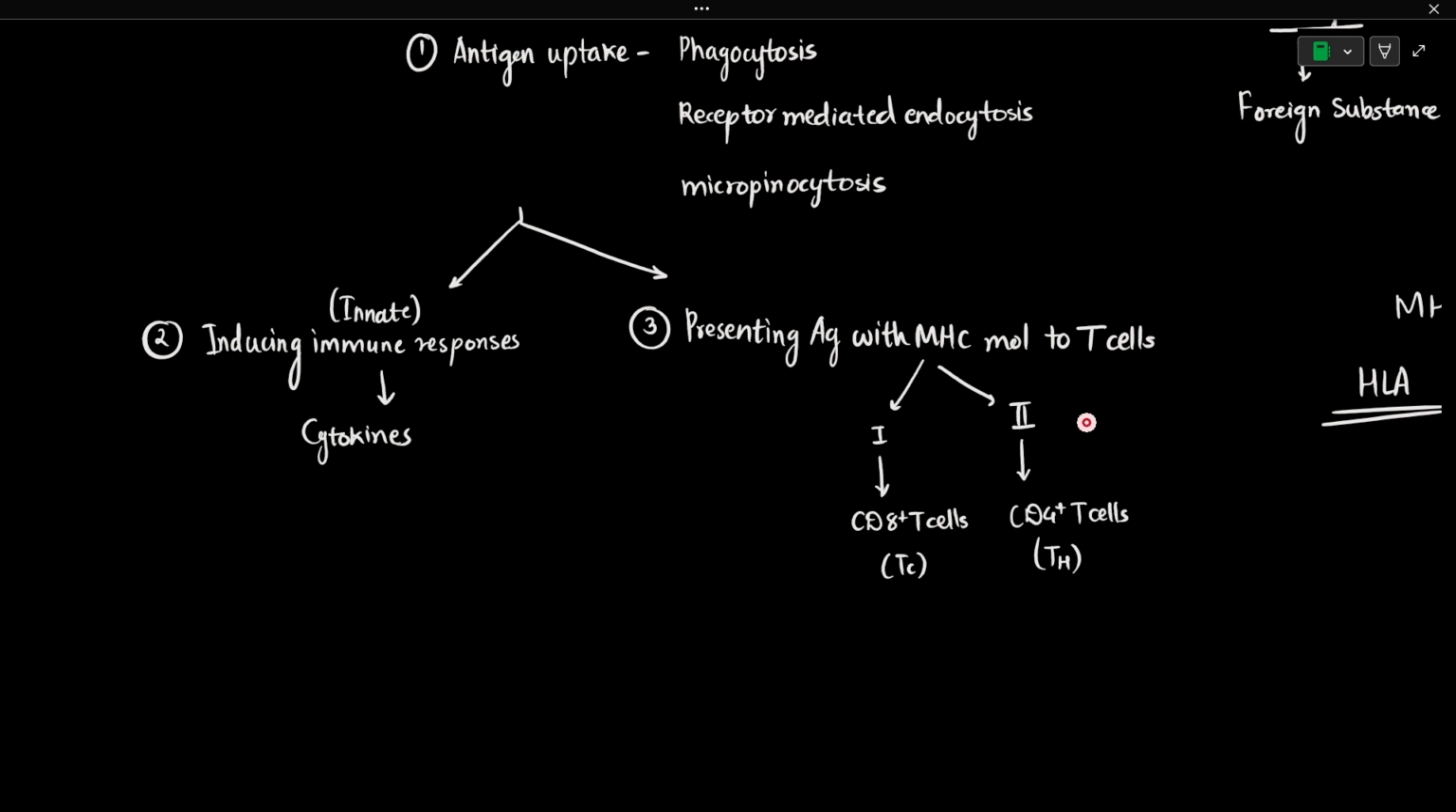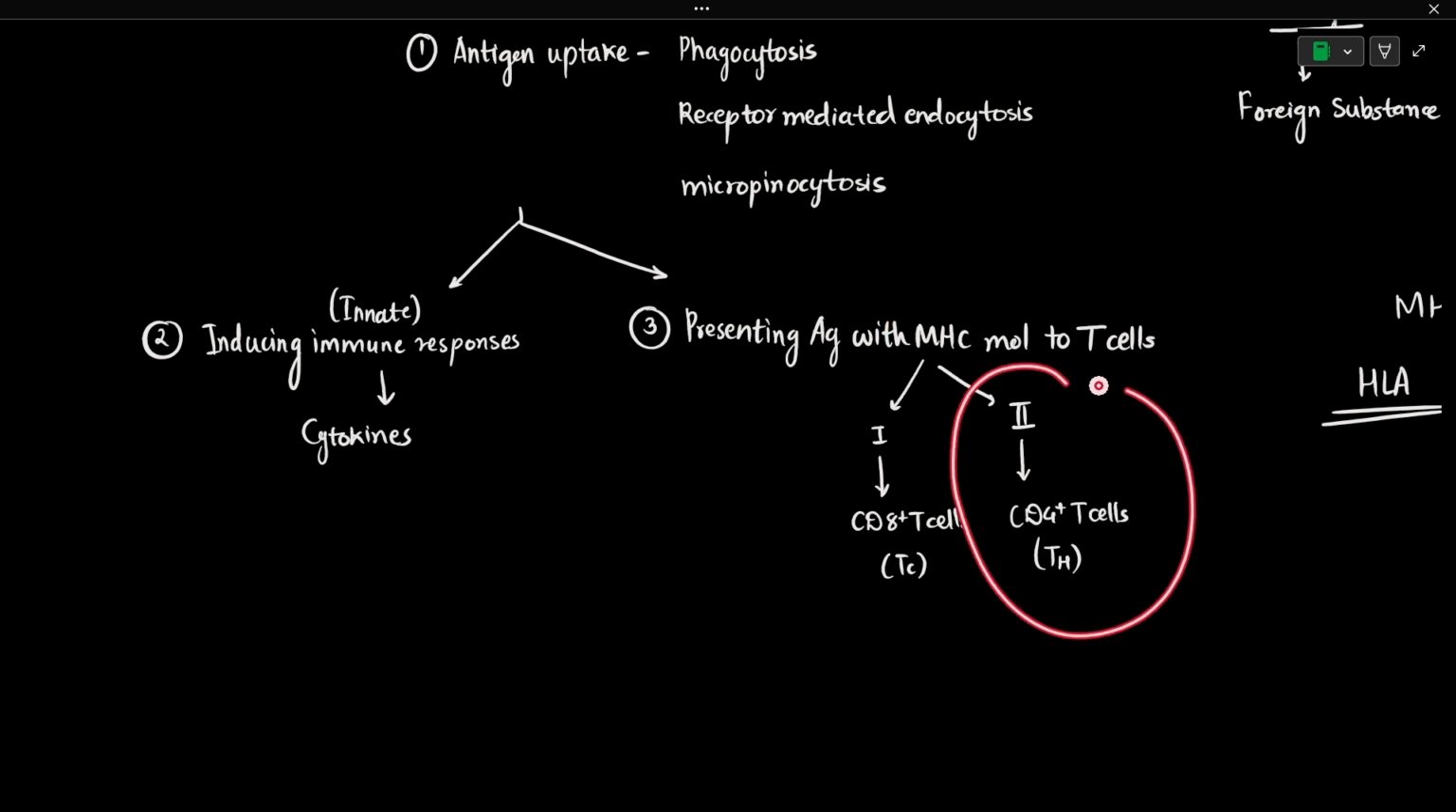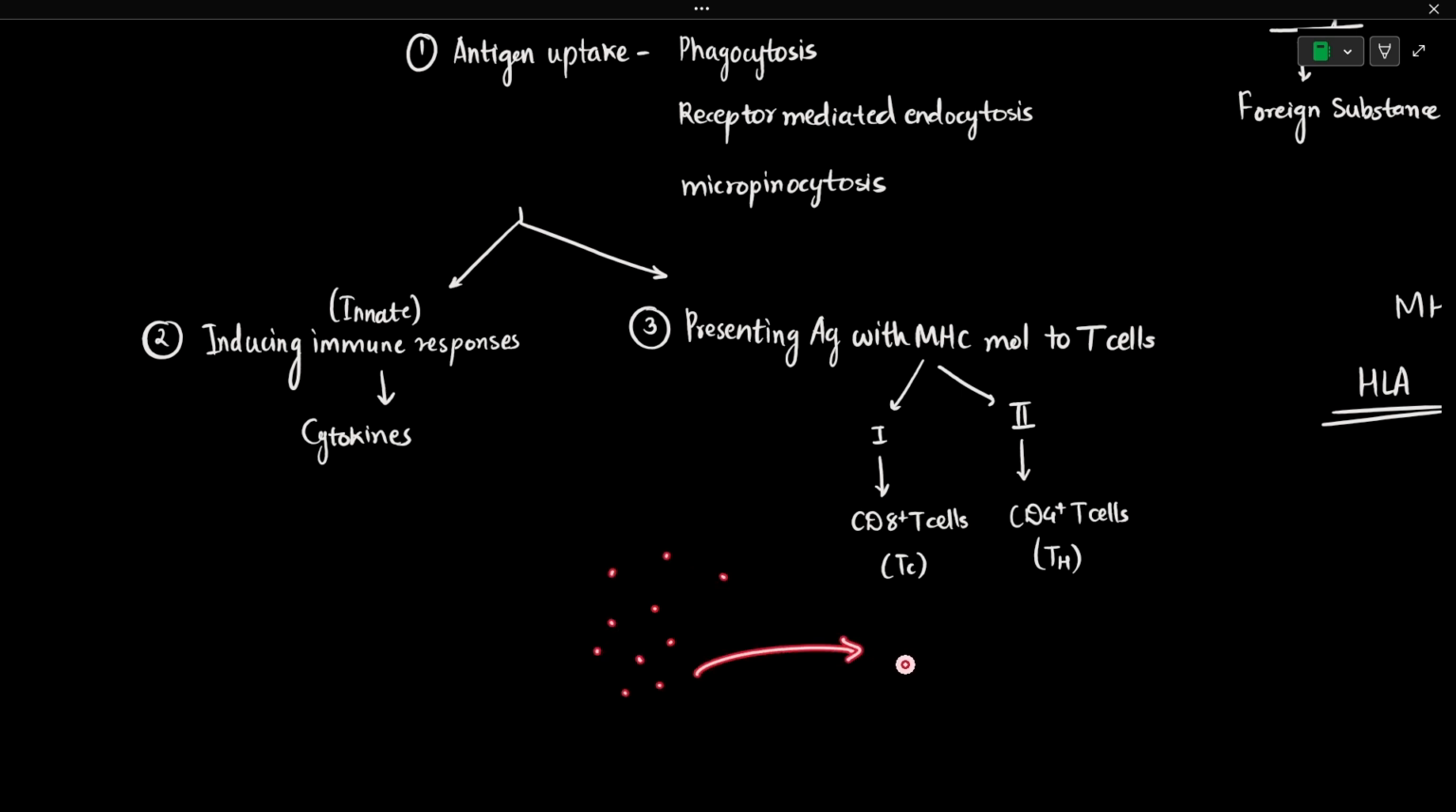So for now, it's important to know that MHC1 molecules are going to present whatever is going on inside the cell to the immune cells. On the contrary, MHC2 molecules will present whatever is going on outside in the environment to the immune cells.